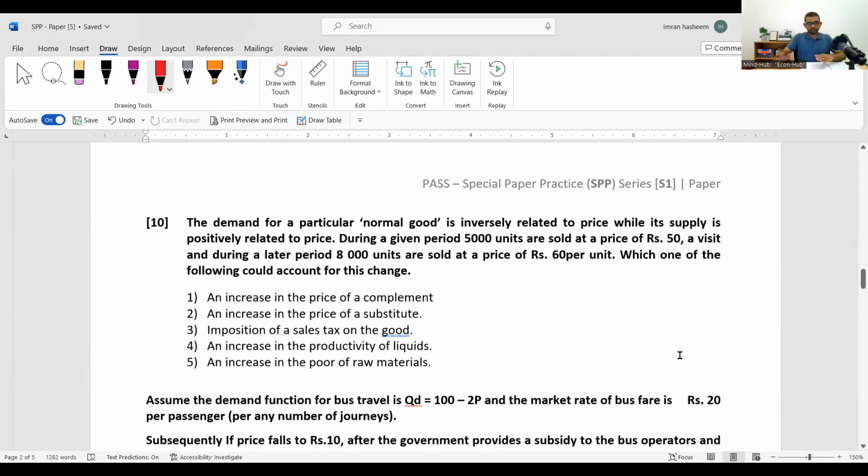Question 10. The demand for a particular normal good is inversely related to price, while its supply is positively related to price. Okay. During a given period, 5,000 units are sold at the price of rupees 50 a unit. I think I made a typo there.